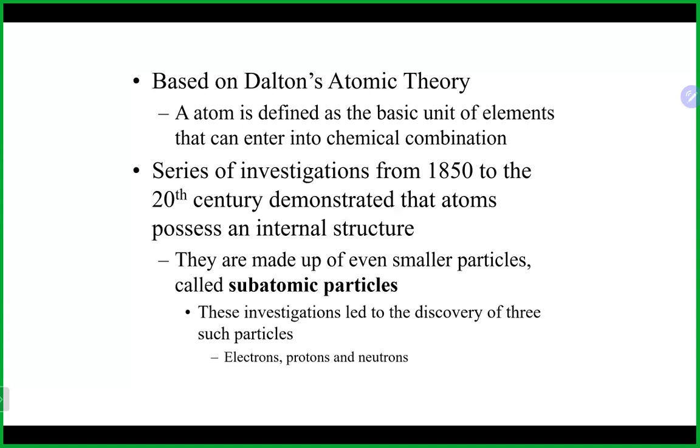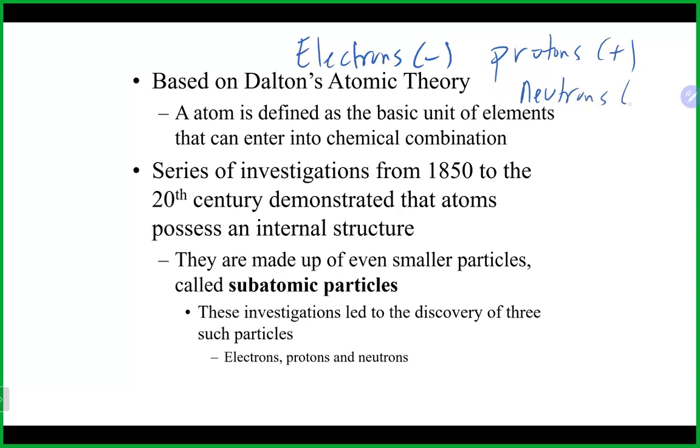And as you may know, and as we will talk about, there are three such subatomic particles. There are electrons, which are negatively charged. There are protons, which are positively charged, and there are neutrons, which have no charge. So these are really the three subatomic particles that make up an atom. We have our protons, we have our electrons, and we have our neutrons.